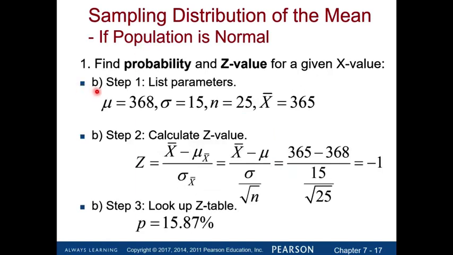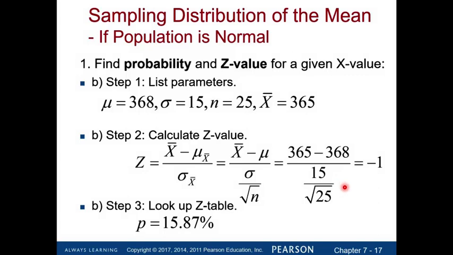For question B, the first step is still to list out the parameters: the population mean, population standard deviation, sample size, and X bar, the sample mean. To calculate the Z value, you simply use the formula from the previous slide, plug in all the numbers, and get a Z value of -1. The third step is to look at the Z table and figure out the probability, the p-value, corresponding to the Z value of -1.